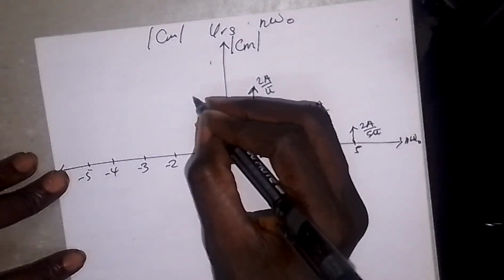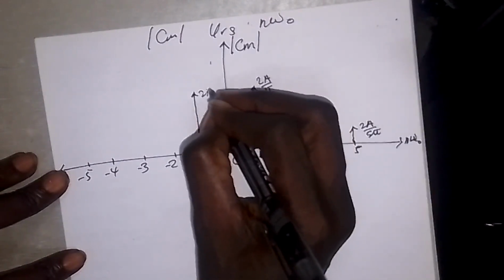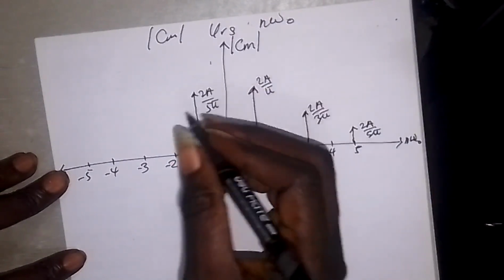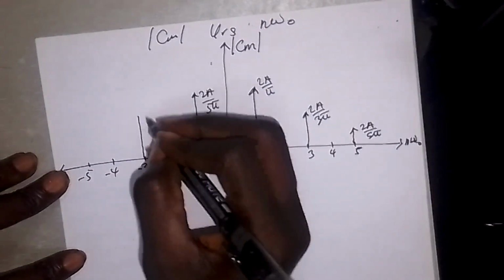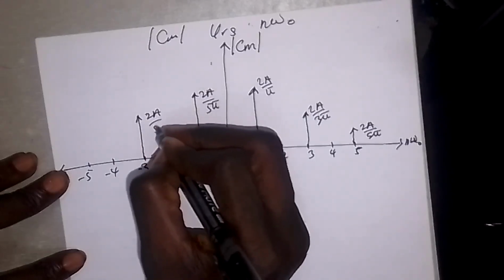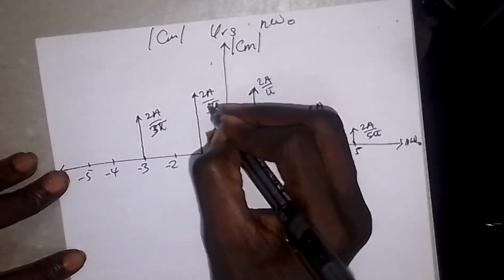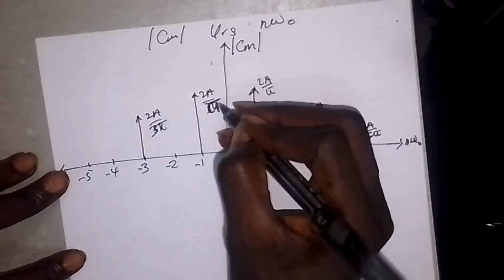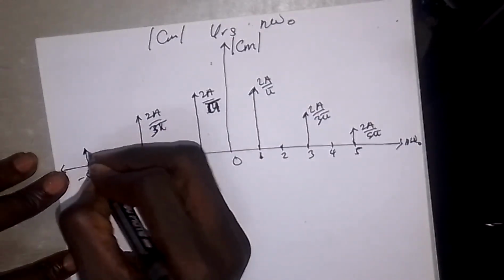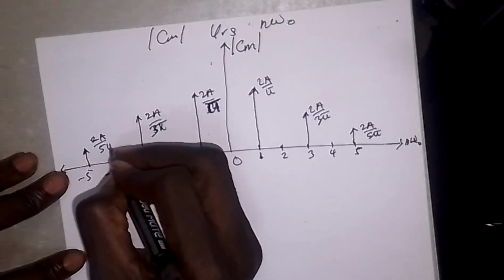It's going to be the same thing at this side also. So here I'll get 2a over 5 pi. Here I'll get the middle one, 2a over 3 pi. Sorry, here is not 5 pi, it's 2a over pi. And in this one, I get 2a over 5 pi.